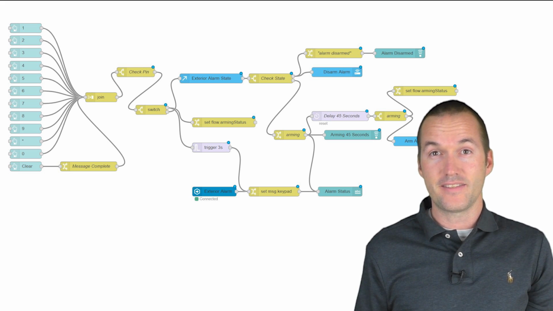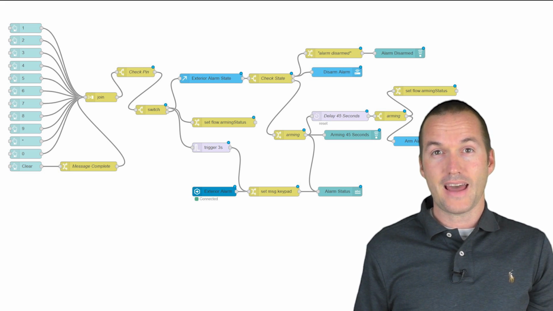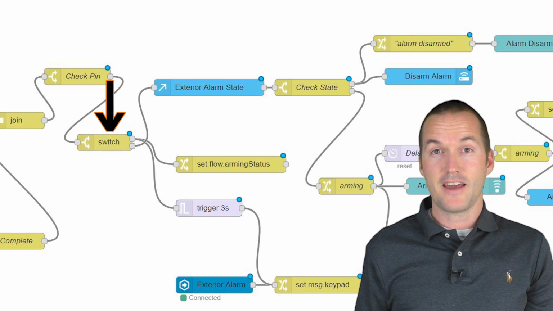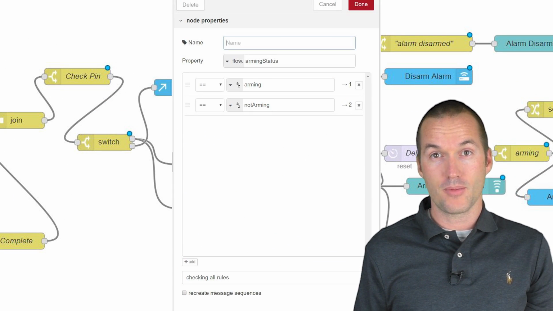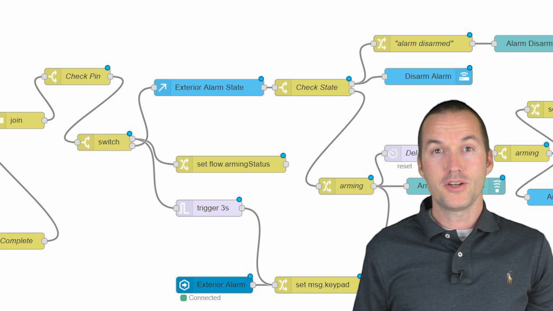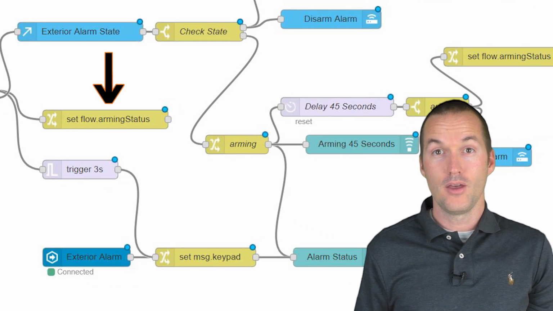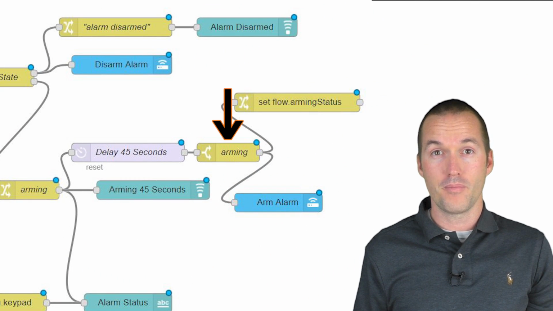In order to fix this, we've got this arming status variable. The first switch node that we skipped over checks that flow-wide arming status variable. It doesn't matter where in the flow a flow-wide variable is set, we can always read it. If we punch in our PIN while the alarm is in the process of arming, our message gets sent down this other path where it sets arming status to not arming, which then prevents the alarm from being set after the delay node.